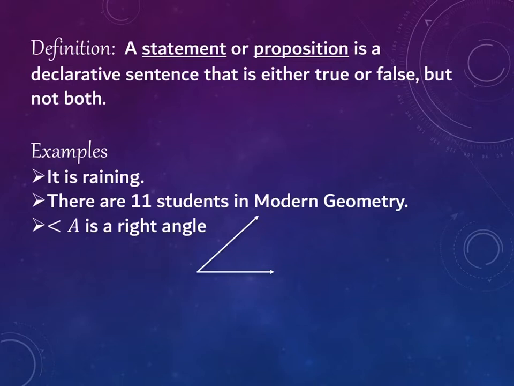So some examples of statements. It is raining. That's false, right? But we could say it because we can look outside and see. There are 11 students in modern geometry. That is actually true. Not today, they're not all here today, but it is a true statement. Angle A is a right angle, and that would be a false statement from the picture that I've drawn. That's angle A. So those are all statements because I can say true or false.